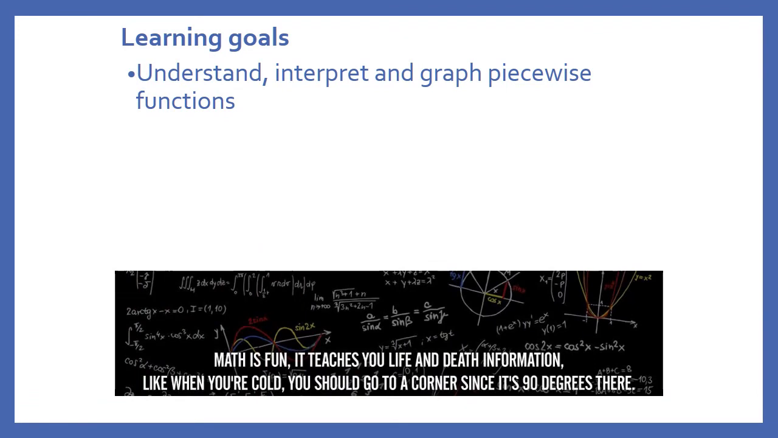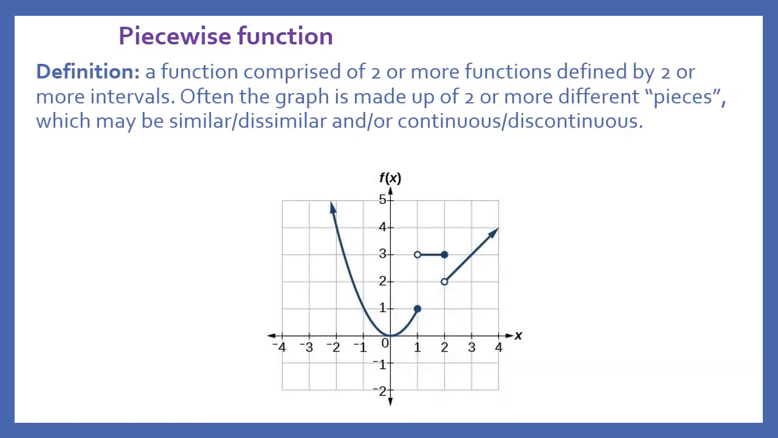So we're going to understand, interpret, and graph what is called a piecewise function. Starting with the definition, a piecewise function is a function comprised of 2 or more functions defined by 2 or more intervals along the domain. Often the graph is made up of 2 or more different pieces, which may be similar, dissimilar, and/or continuous or discontinuous, each individual part, or the entire piecewise function together.